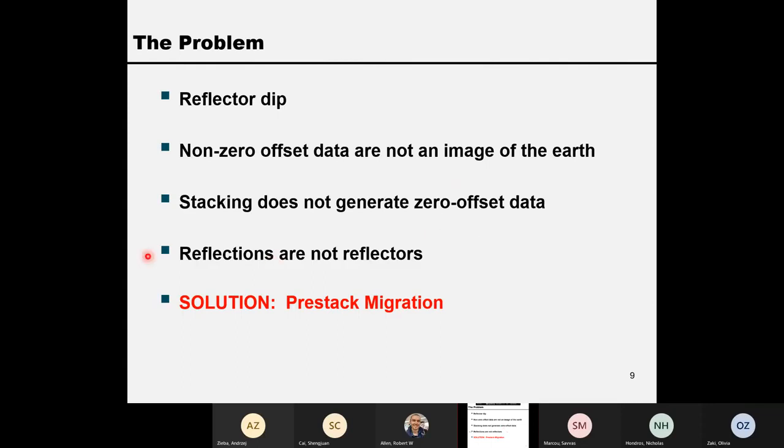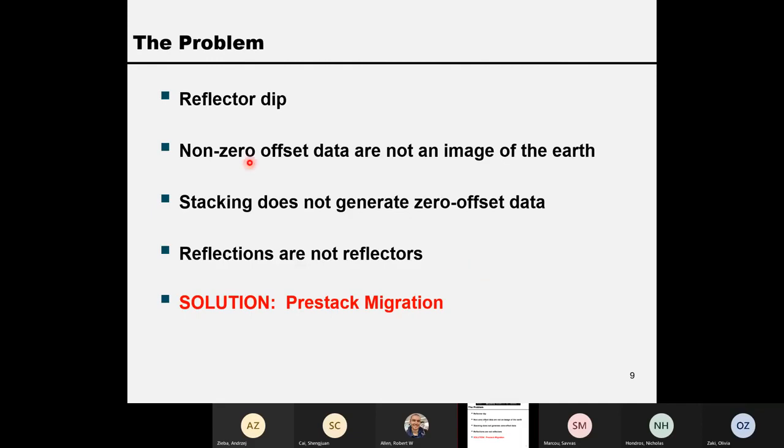Very importantly, as I said, you should distinguish data space and the model space. Here, your seismic data is in the data space, so that's the reflections. This is reflection or reflections, but they are not the model reflectors. Okay.